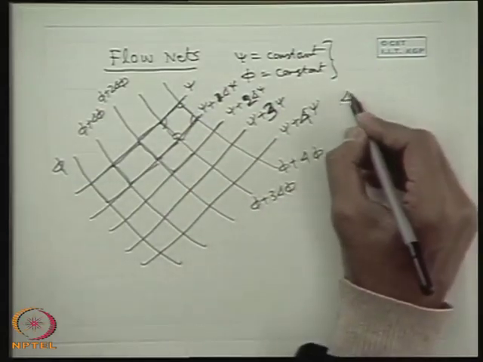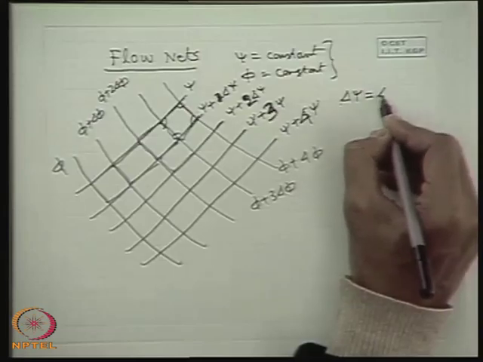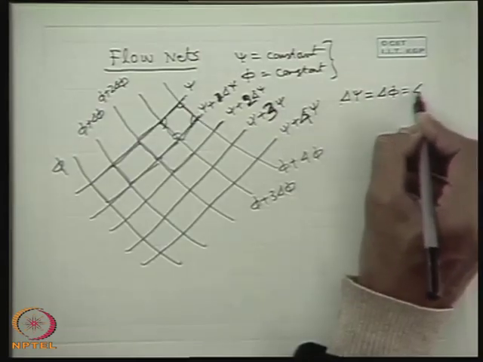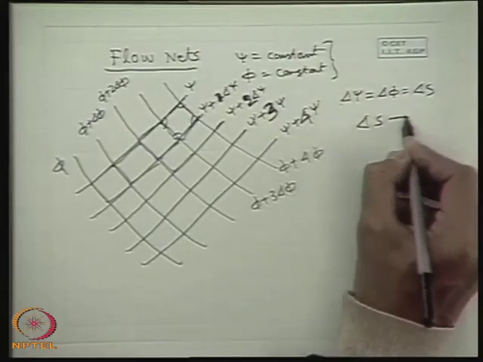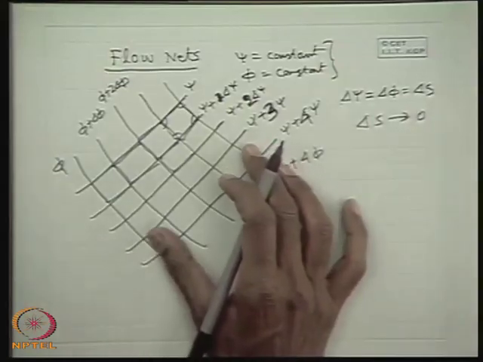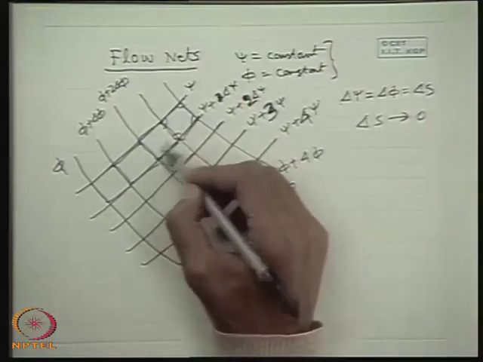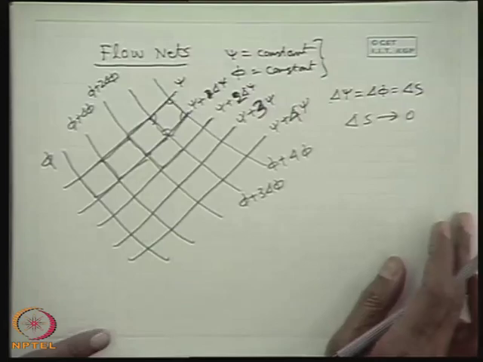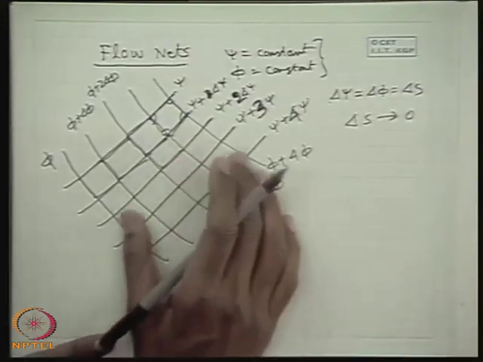Now in a special case when del psi is equal to del phi is equal to some del s, and del s tends to 0, that means psi and phi lines are very close to each other, this goes to a perfect square. Now certain things are obvious from the qualitative picture of this.